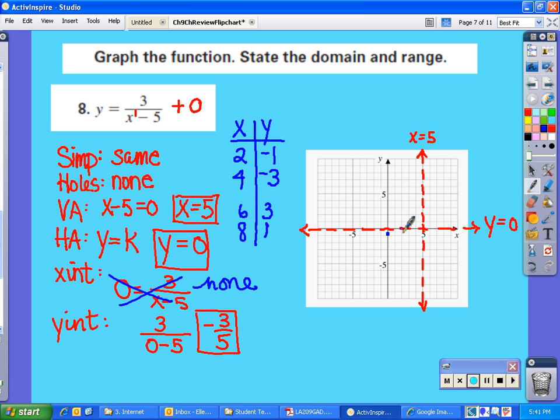2, negative 1, 4, negative 3, 6, 3, and 8, 1. We now can sketch in our graph.